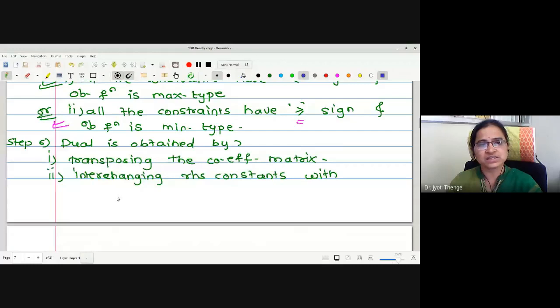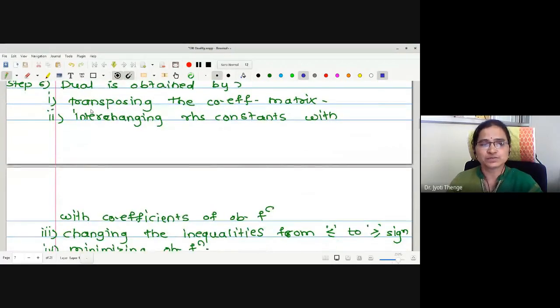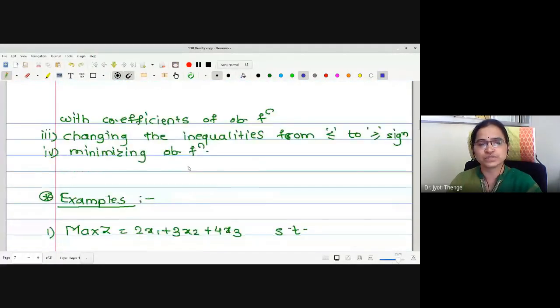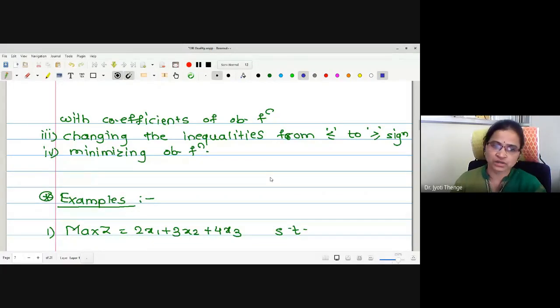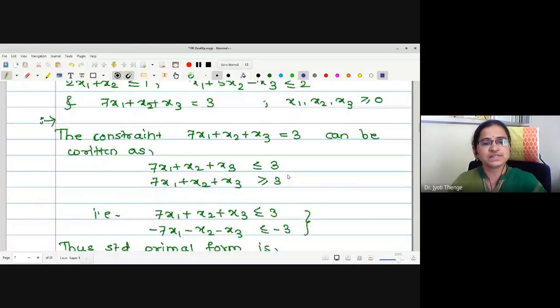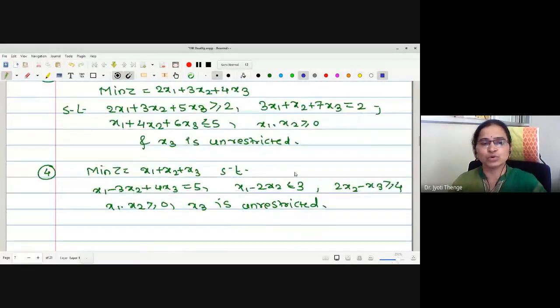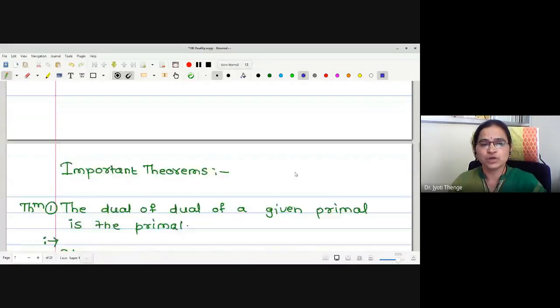Once we find this standard primal form, the dual can be obtained very easily by transposing the coefficient matrix, interchanging the right hand side constants with the coefficients of the objective function, changing the inequalities from less equal to greater equal, and minimizing the objective. Then we have seen some examples also. While solving the examples in detail, I told you how to find the duals.